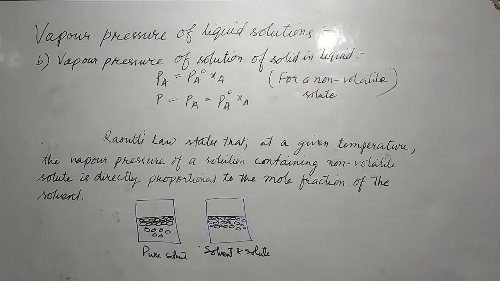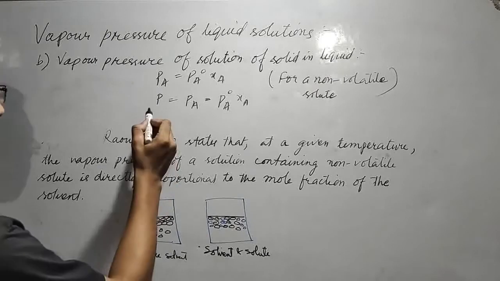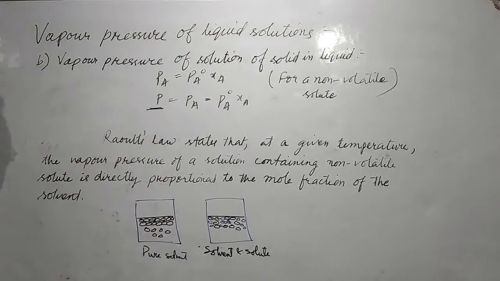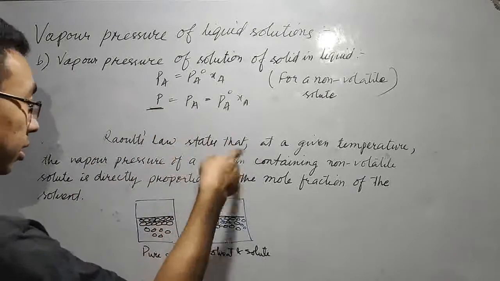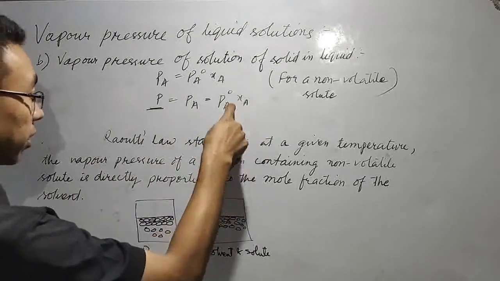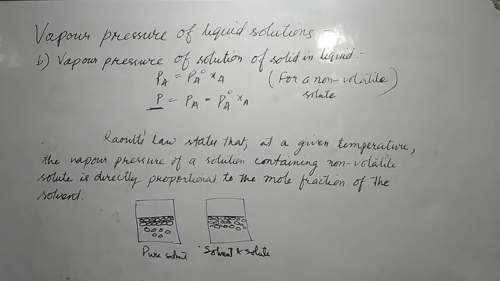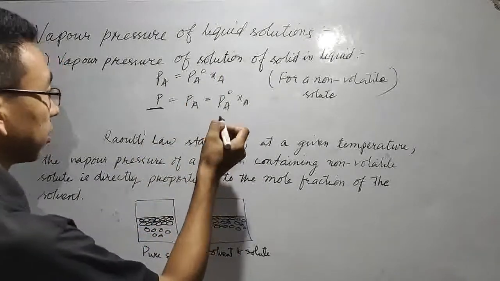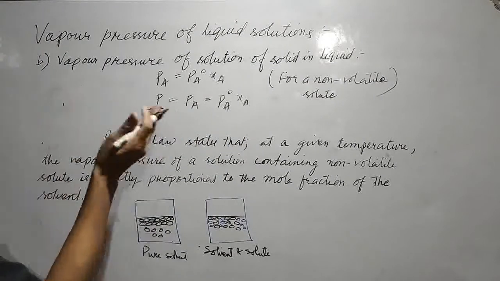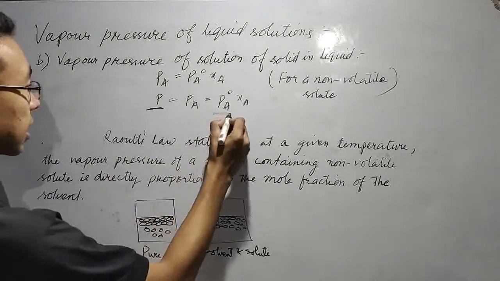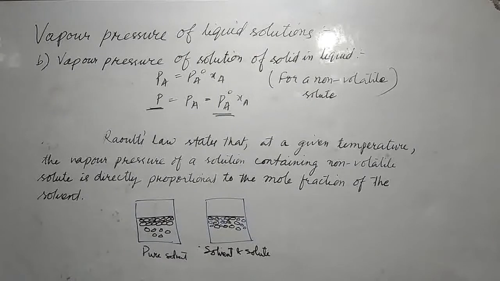Hence, we can also state it this way for a non-volatile solute: Raoult's law states that at a given temperature, the vapor pressure of a solution containing a non-volatile solute is directly proportional to the mole fraction of the solvent. So the total vapor pressure of the solution will be directly proportional to the mole fraction of the solvent. Here we did not mention a product or anything like that, because this is a constant value, therefore we did not mention it that way.